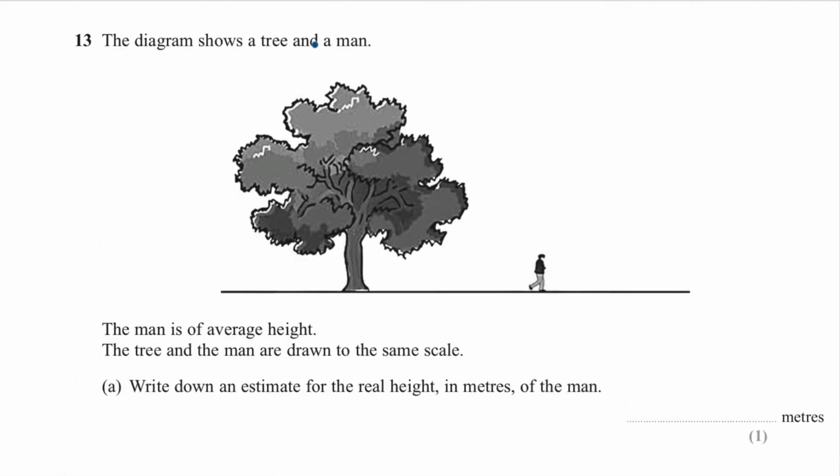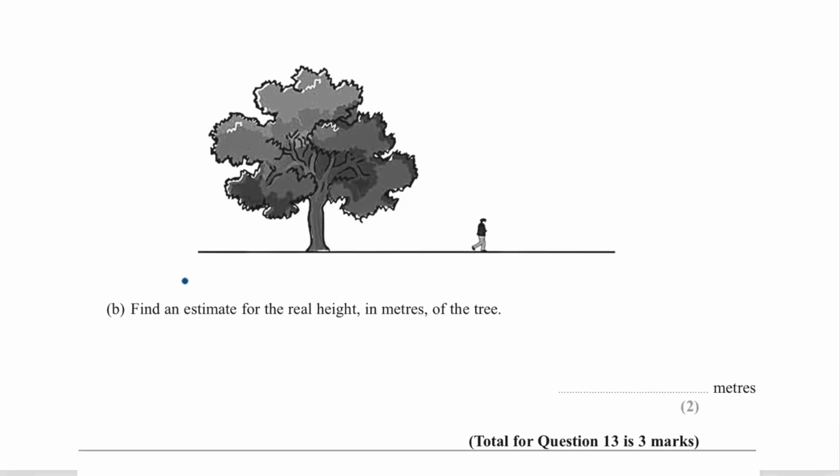13. The diagram shows a tree and a man. The man is of average height. The tree and the man are drawn to the same scale. Part A. Write down an estimate for the real height in metres of the man. Well, an acceptable range for the height of the man would be anywhere between 1.5 and 2 metres. 1.5 metres is very short and 2 metres is very tall. So I would go for something like 1.8 metres. That's a reasonable estimate.